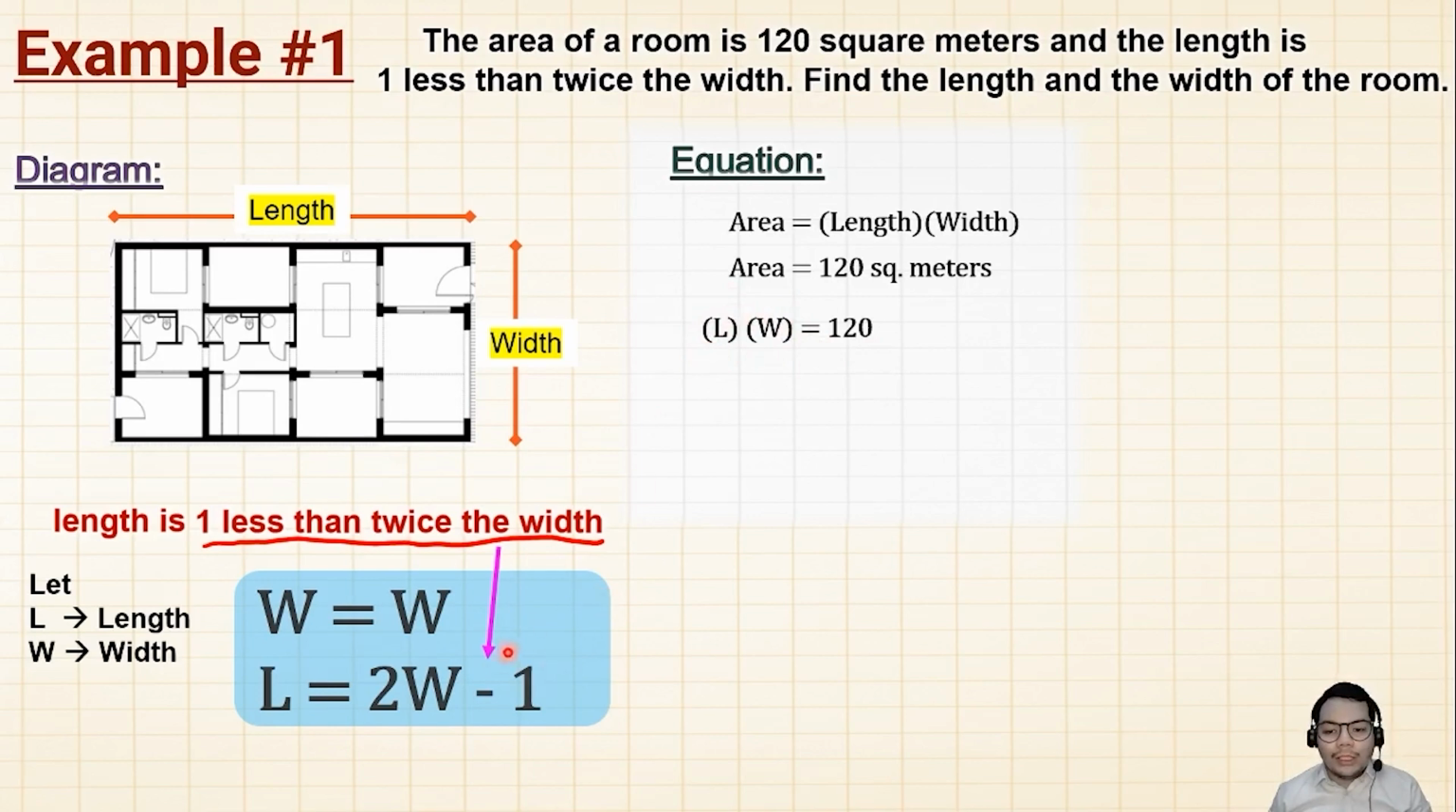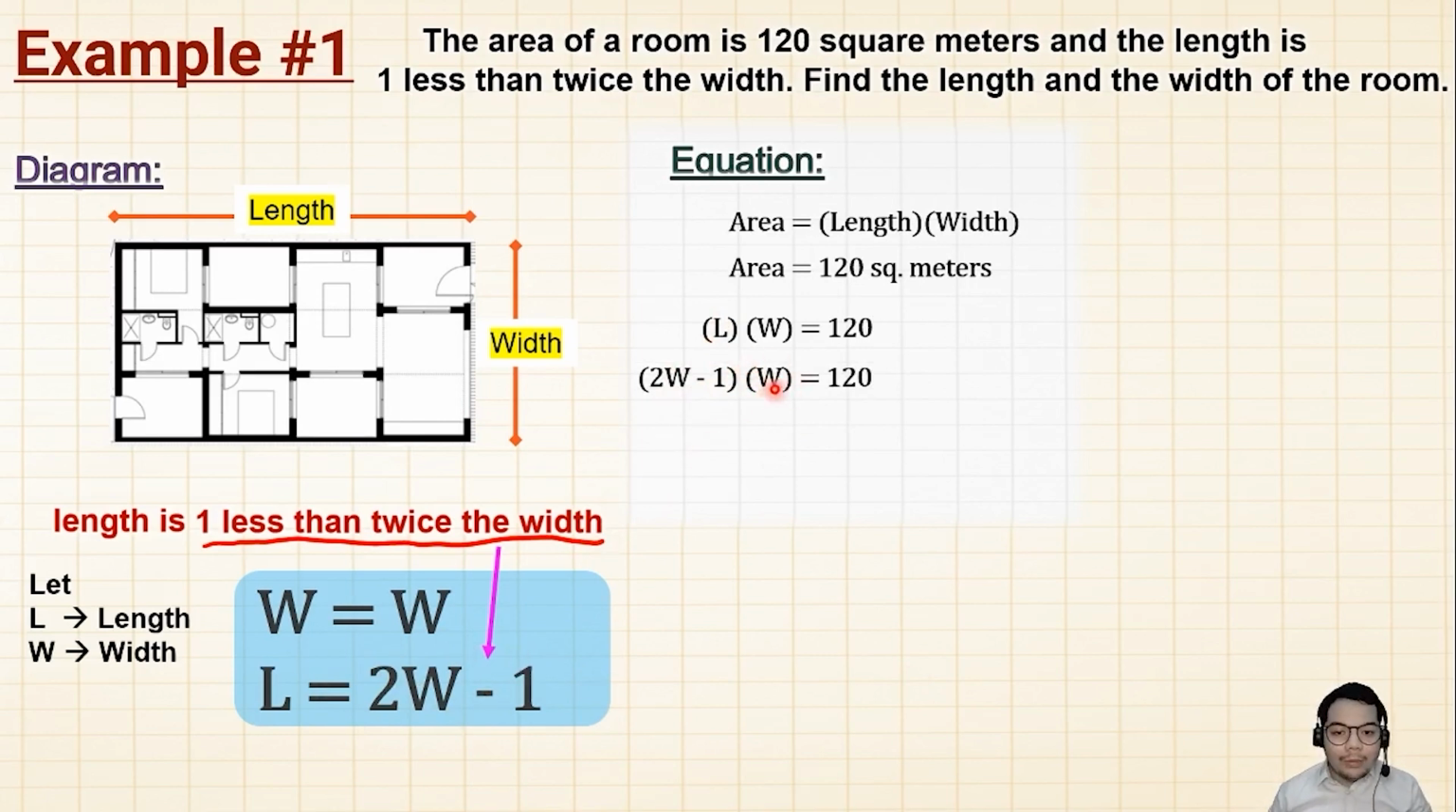Now, if you can see the representation a while ago, we already represented the length in terms of the width, which is 2W minus 1. So, we can replace this L with 2W minus 1 para isang variable na lang tayo sa equation. So, yan. Pinalitan ko na siya ng 2W minus 1. Dito siya galing sa representation natin kanina.